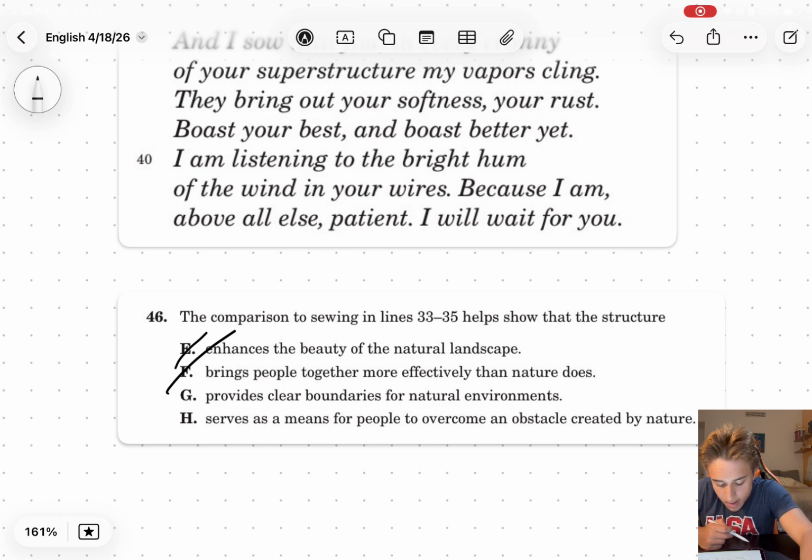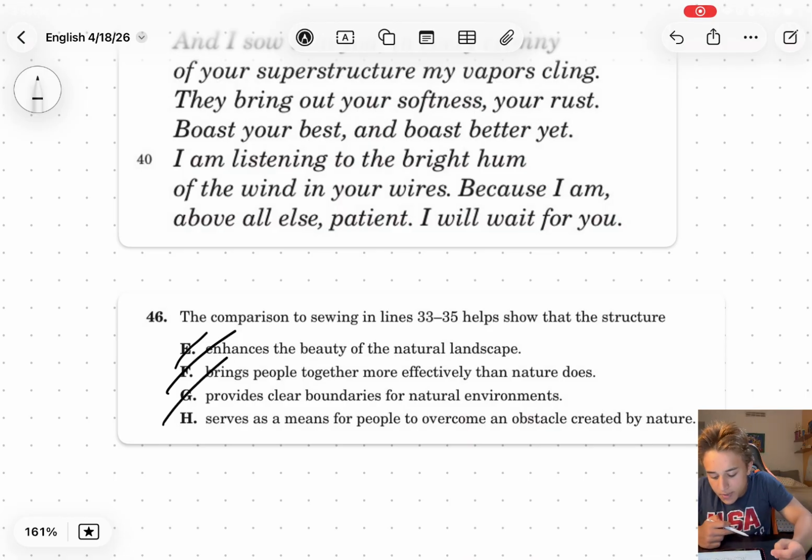G is provides clear boundaries for natural environments. Well, it's not talking about boundaries. It's just talking about how it's going to fix an issue created by nature, or an issue it believes that nature has created. So it's not G.